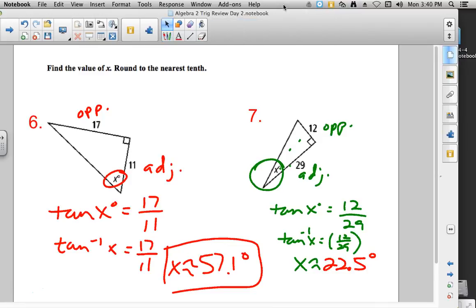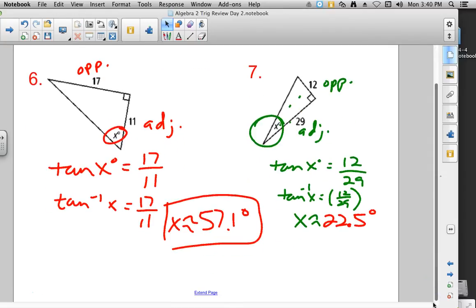Again, it just happened that these two examples used tangent, but go by the labels that you have for your sides when you're trying to figure out which of the inverse trig functions to use. Inverse cosine, inverse sine, and inverse tangent.